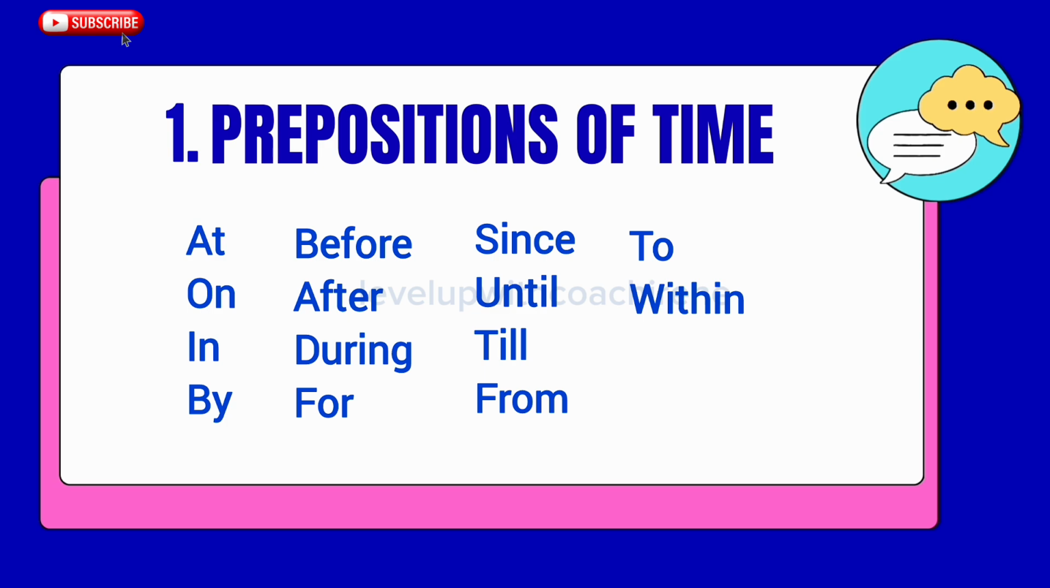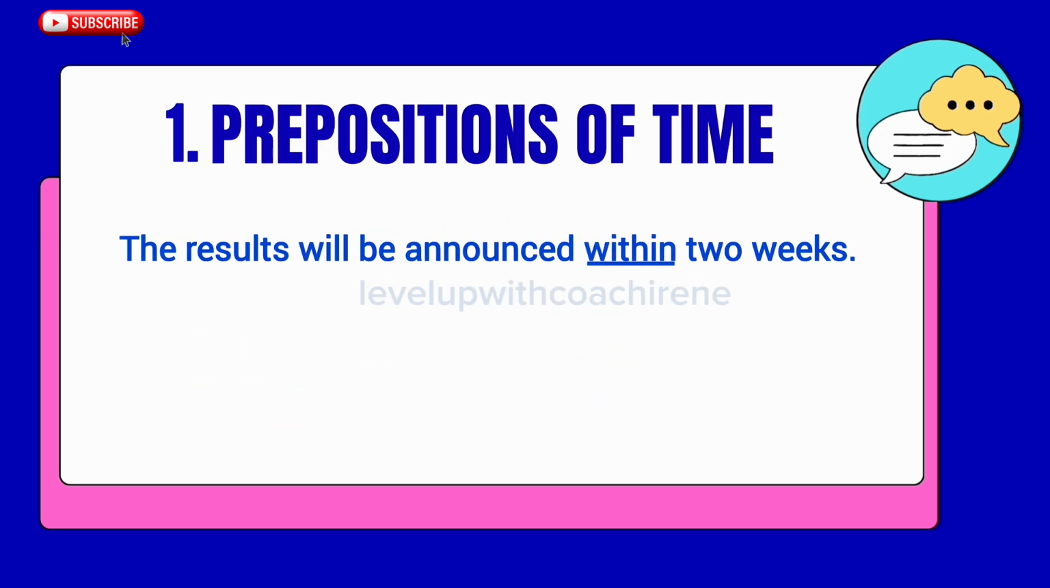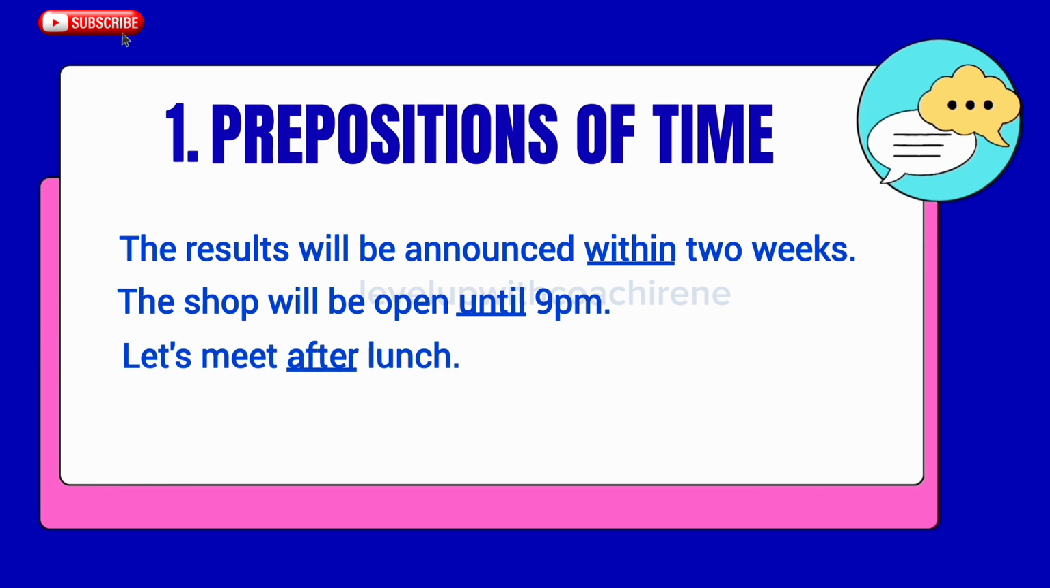Sentence examples: the results will be announced within 2 weeks. The shop will be open until 9 p.m. Let's meet after lunch. He was born in 1990.